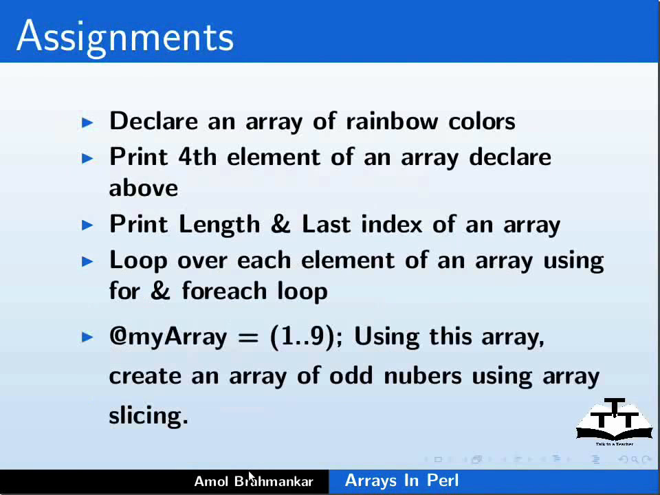Here is assignment for you. Declare an array of rainbow colors, print fourth element of this array, print length and last index of this array, loop over each element of an array using for and for each loop. Declare array as @myArray equal to open bracket 1 dot dot 9 close bracket semicolon, and then create an array of odd numbers from above array using array slicing.